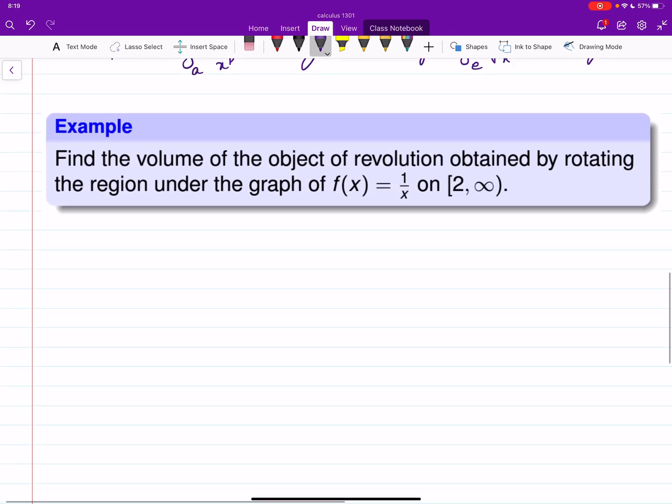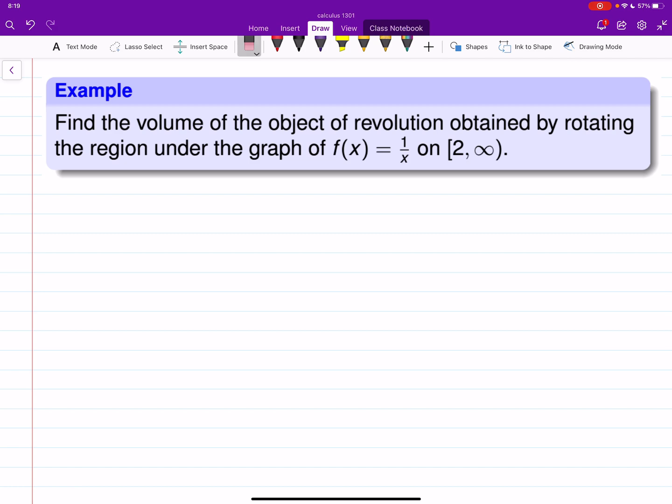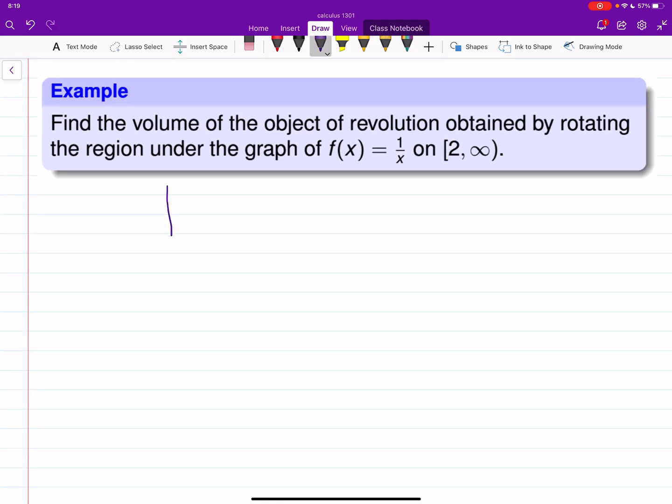Actually, this example is also related. It says to draw the region under 1 over x. 1 over x has a graph like this. So the region from 2 to infinity goes down there. If you rotate this along the x-axis, oh, I forgot to put that in the question. So this is rotating the region under 1 over x about the x-axis.